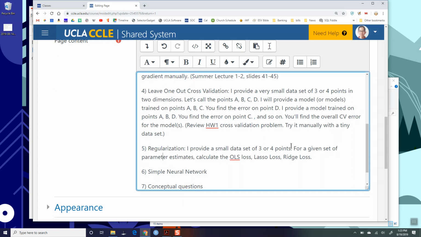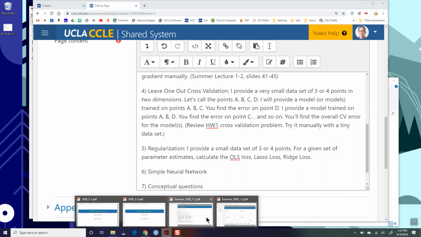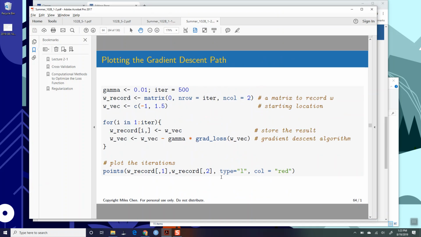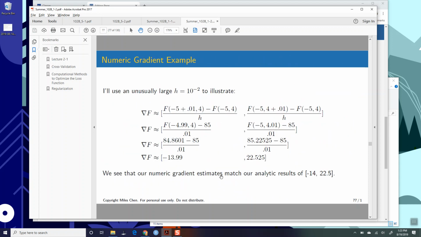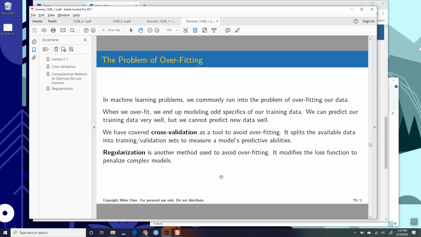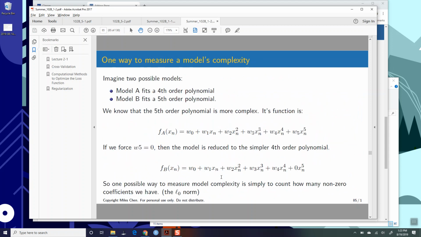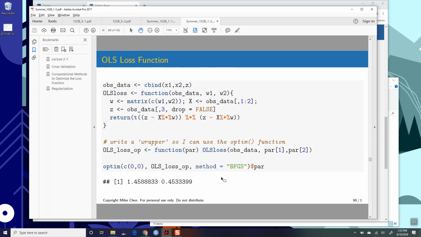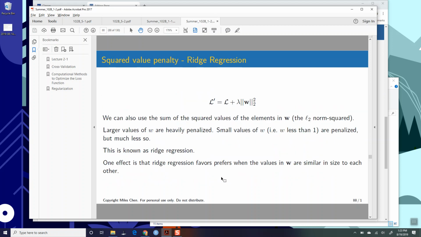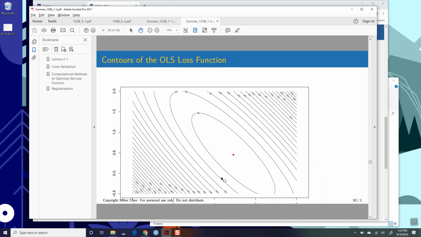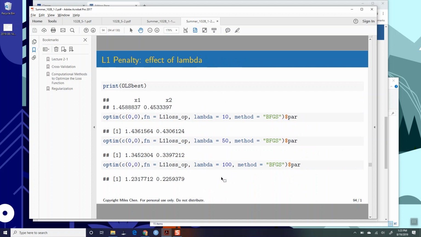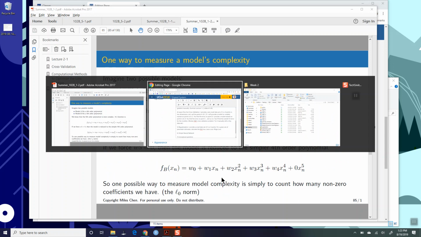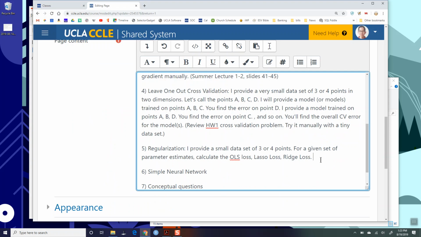And this is all in here as well. So we got the regularization. I guess it's pages 87 and 88. And I can't ask you to do plots like that. Okay.